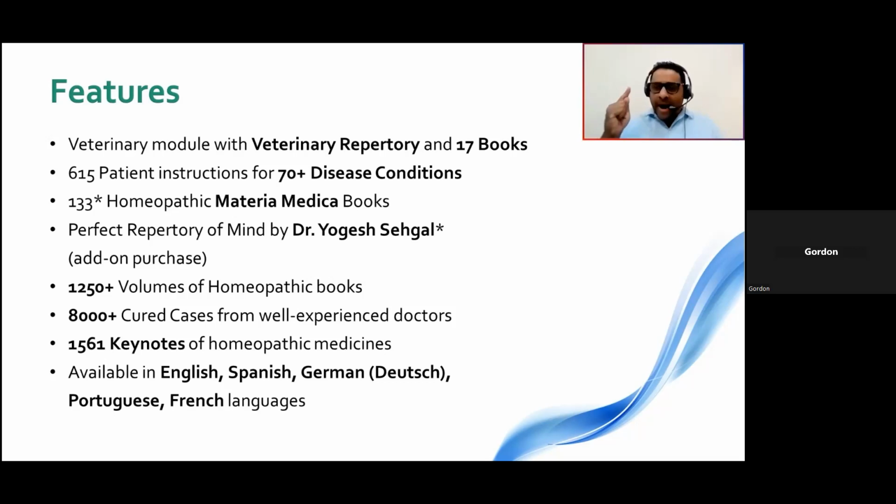Even if you use one case for your reference out of these 8,000 cases that are listed, trust me, you'll get that feel-good factor. And these are cases by stalwart homeopaths in India, that we've included in these 8,000. Go through them. It'll help you in your bad times or when you're solving a difficult case. 1,561 keynotes of homeopathy remedies.